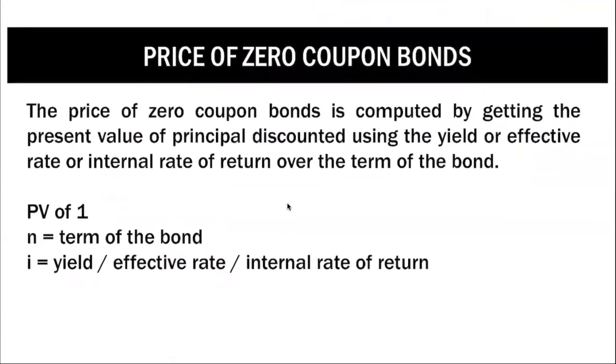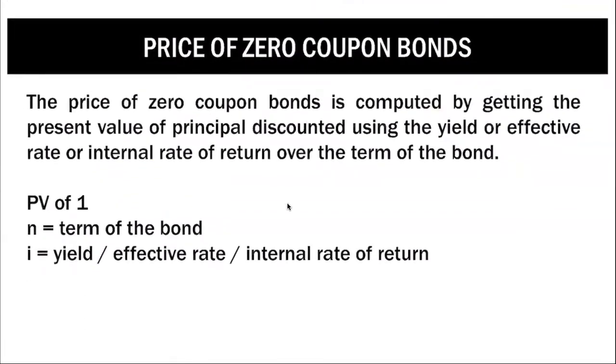So what is the price of a zero coupon bond? The price of a zero coupon bond is computed by getting the present value of your principal. So this is equal to your face amount multiplied by your present value factor. And your present value factor generally is based on your PV of 1. So it is the present value of principal discounted over the yield or effective rate or internal rate of return over the term of period.